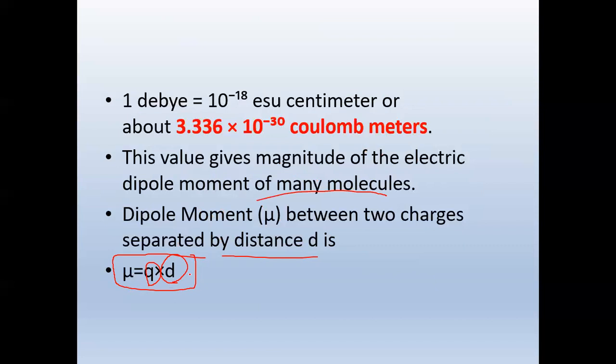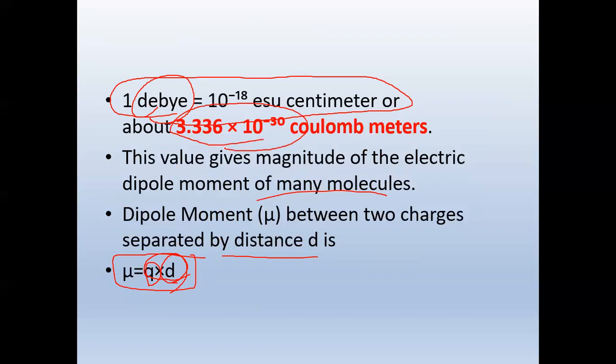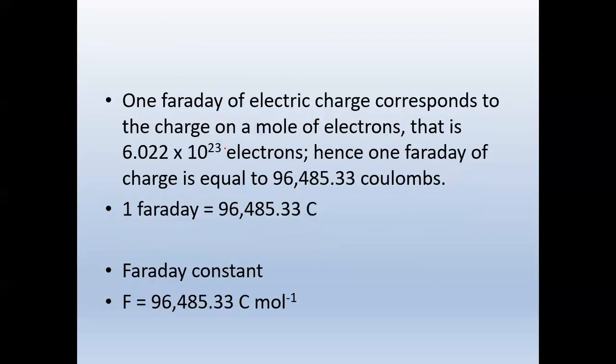Most of the time we don't know it, so q is the point charges and d is the distance between the charges. So the value will be given in Debye, and this Debye can be written as 3.336 into 10 raised to minus 30 coulomb meters.